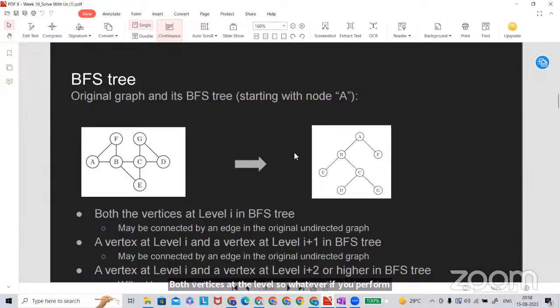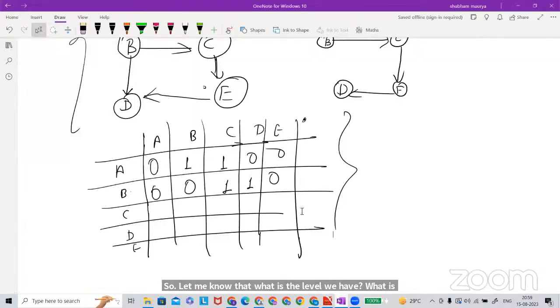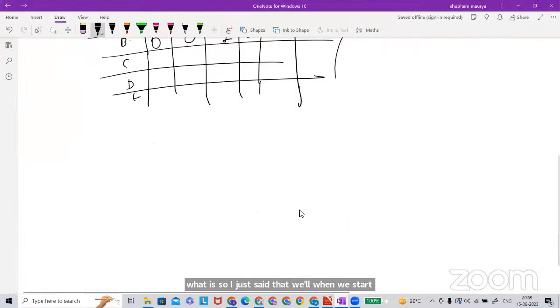So there is some important fact here. In a BFS tree, there is the label thing. As we have gone through in the lecture, there is a label thing. So let me know what the label is. I just said that when we do the BFS problem, we'll discuss the problem, then we'll discuss the BFS.